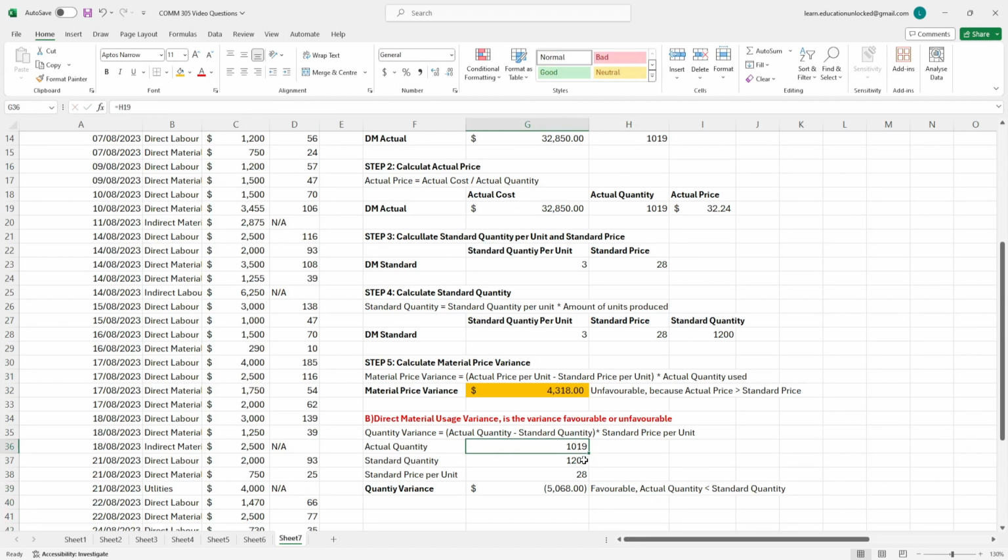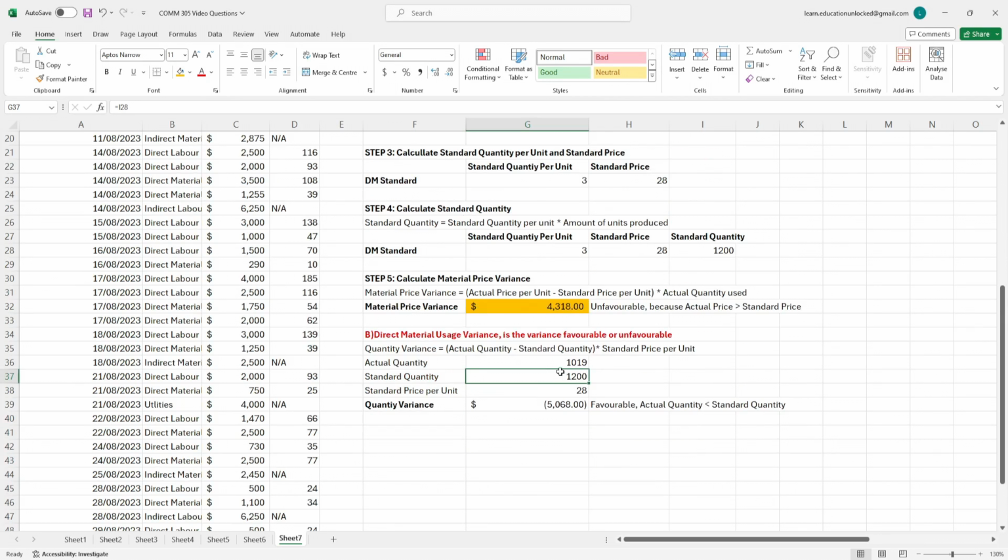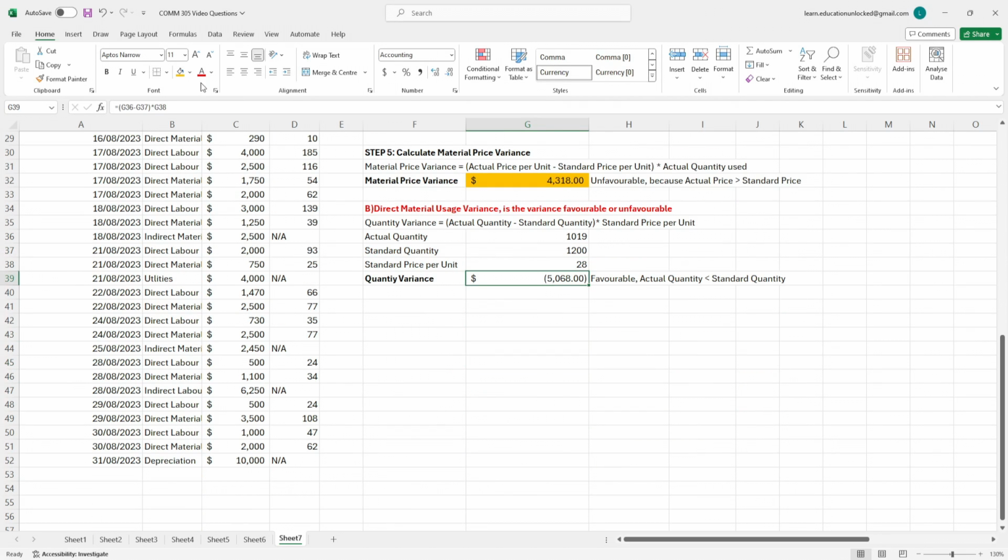You guys can see here, our standard, so what the standard quantity should be is 1,200. What we actually use is 1,019, which is way less. So that means it's favorable for us. So I'll highlight that. That's the answer.